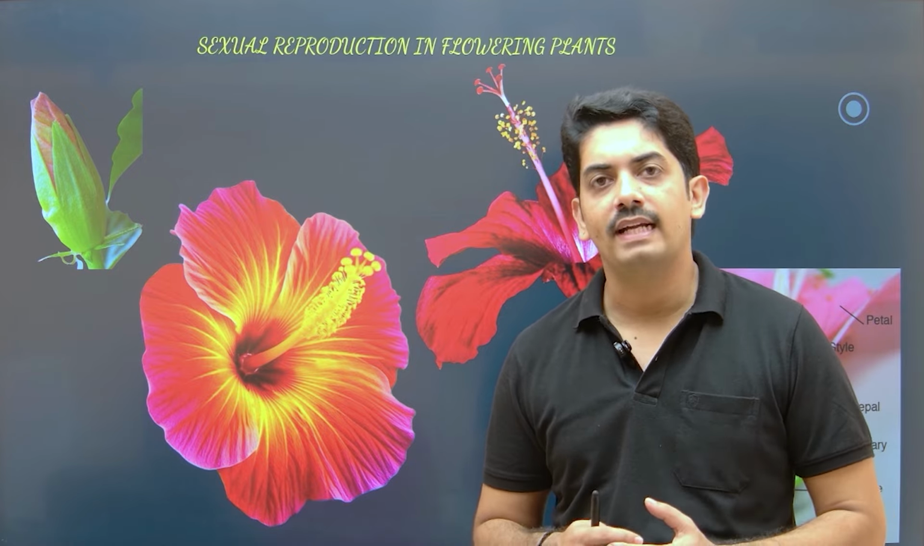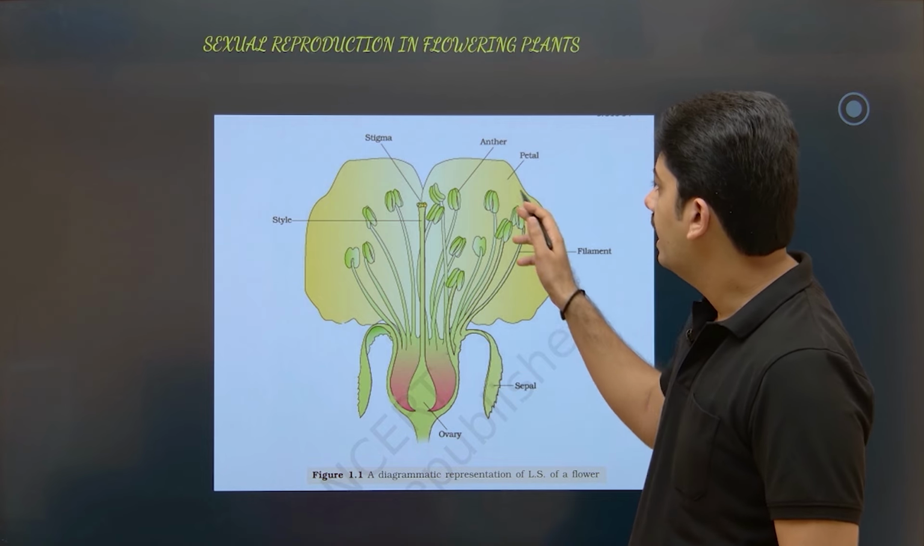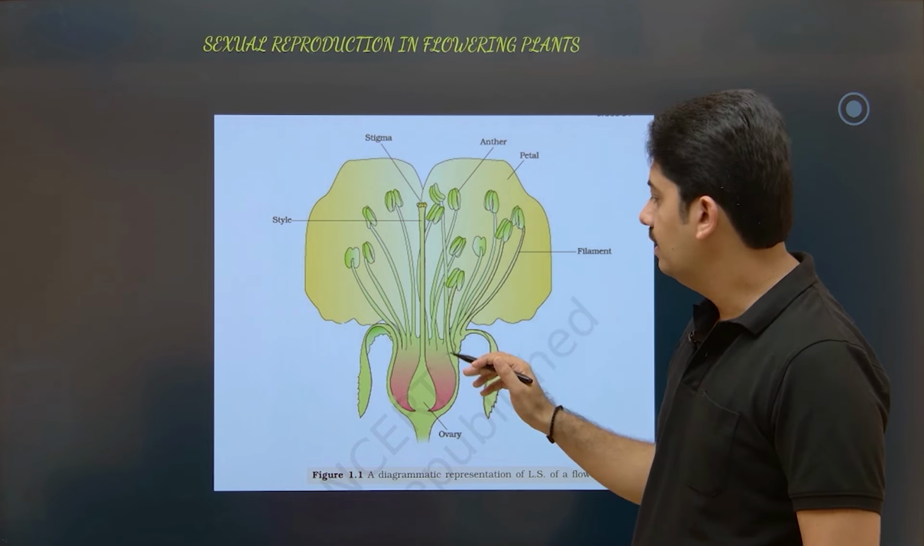Now this is again a typical flower showing different parts. Here you can see the thalamus, above that floral whorls are present. Outermost is the sepal, and the large colored showy part is the petal. The male reproductive structure is androecium and the female reproductive structure is gynoecium.